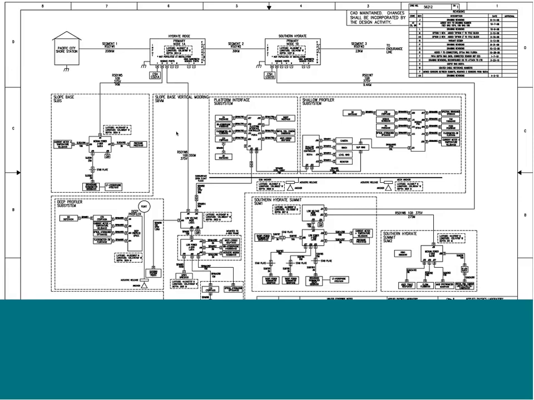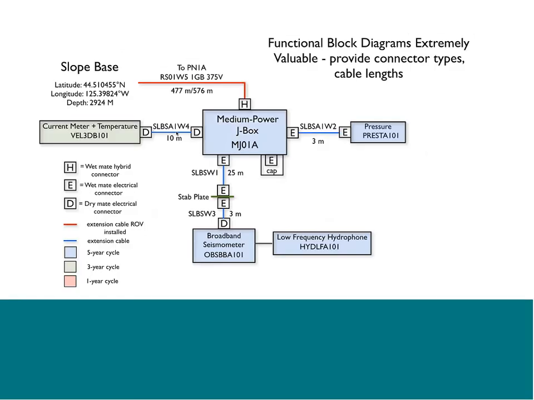And we'll zoom into the one at Slope Base, which is a medium power junction box. And this is a blow up of that area, so it shows dry mate connectors as well as wet mate connectors, the kinds of cables, and then the instruments that are down there, as well as the abbreviations or identifiers for each of the instruments that flow down into the data portal for access of instruments.